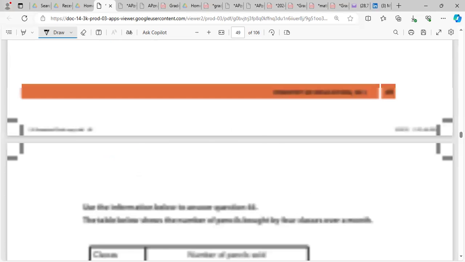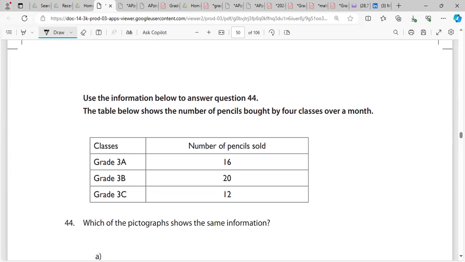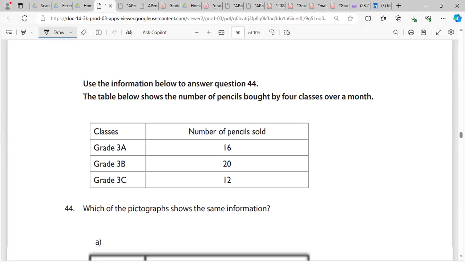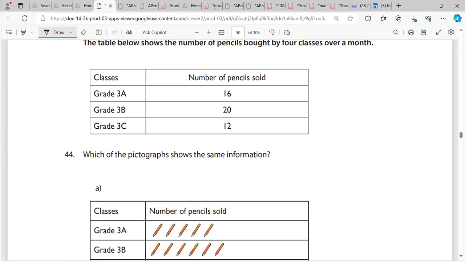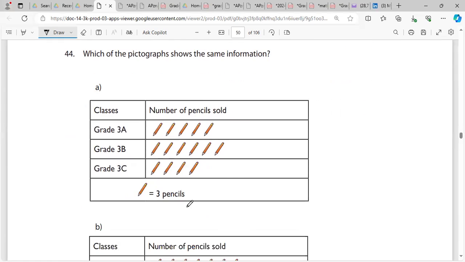All right, 44. Use the information below to answer question 44. The table below shows the number of pencils bought by 4 students over a month. 3A bought 16, and so on. Which of the pictographs shows the same information? All right, so these are 3 pencils, right?